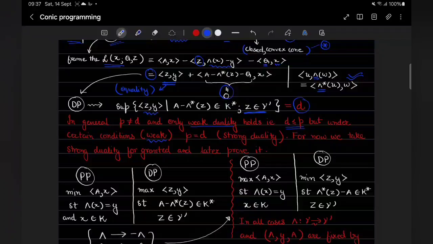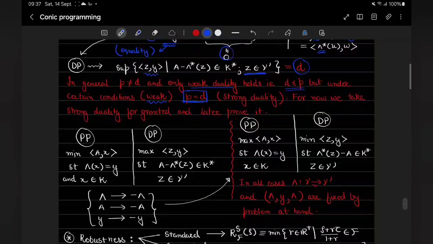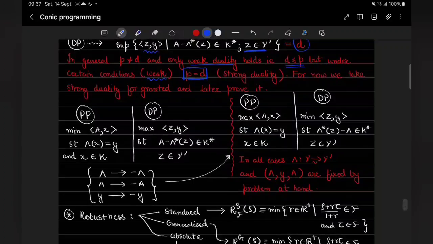So under such conditions, the primal problem value and the dual problem value become the same, and this is called the strong duality condition. Strong duality is nothing but the case where P is equal to D. For now we take strong duality for granted, and later in a video we will prove Slater's theorem for strong duality. So now with this we have the primal problem and the dual problem.